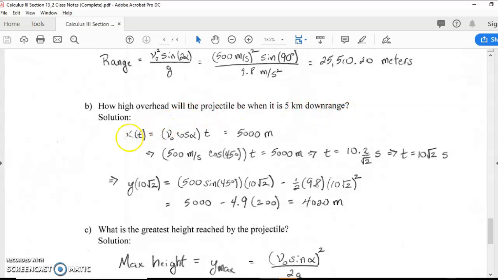So first of all, I want to know where it will be when it's 5 kilometers downrange. Okay, so what is the x location? Well, that's 5,000 meters. So what time does that happen? That's what we want to figure out, is what time it happens.